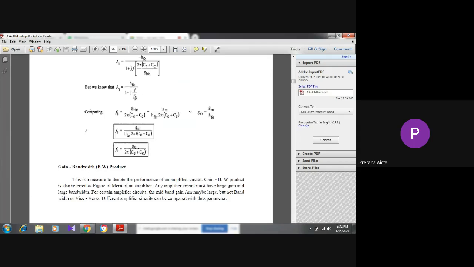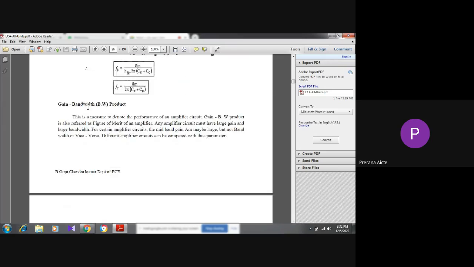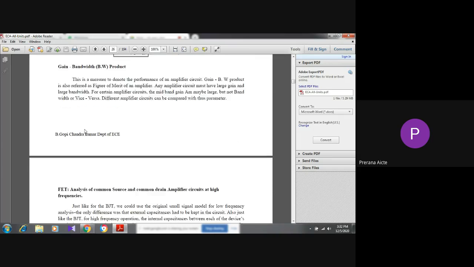These are all the relations in short circuit current gain. Next, gain bandwidth product. The product of gain and bandwidth is called gain bandwidth product. Suppose if the gain is high, bandwidth will be low. If the gain is low, the bandwidth will be high. But anyway, the gain bandwidth product is always constant. That is the concept.